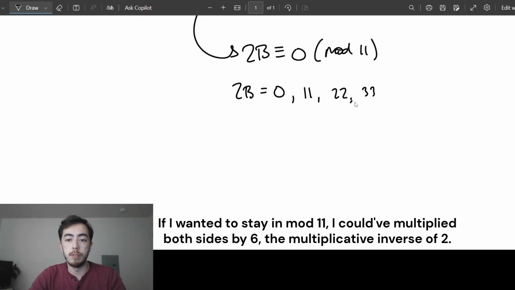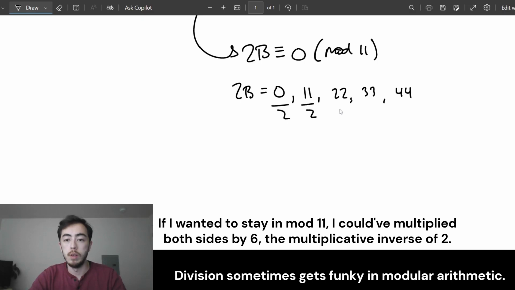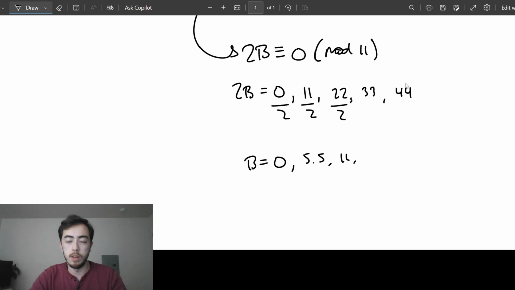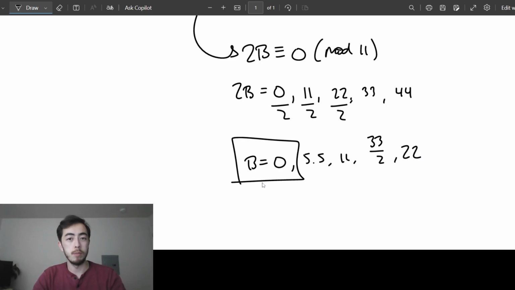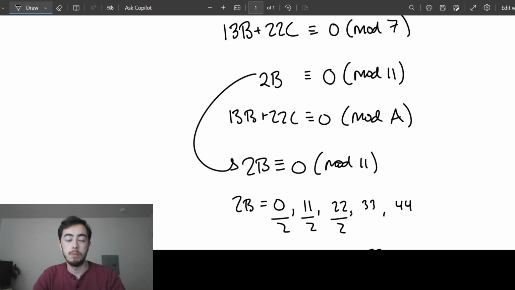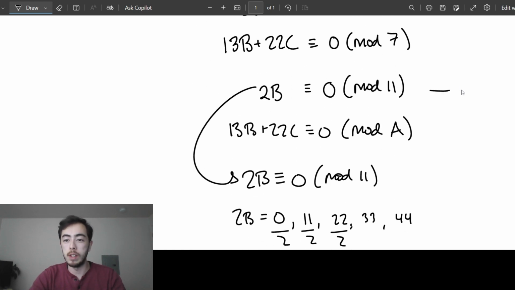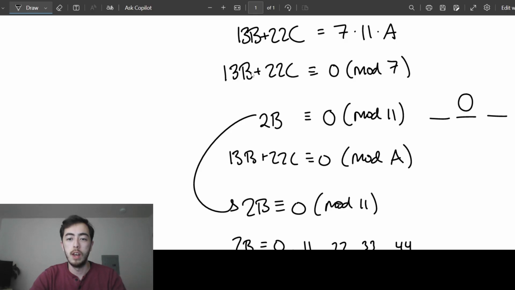And then to solve for b here, we would just divide both sides by 2. So maybe b is actually equal to 0 or 5.5 or 11 or whatever 33 halves is, or 22. But knowing that b is a digit, 0 is the only possible value for b. So thinking about modular arithmetic has now helped me figure out that our middle digit, the tens digit, is 0. So let's see how that helps with our other equations.